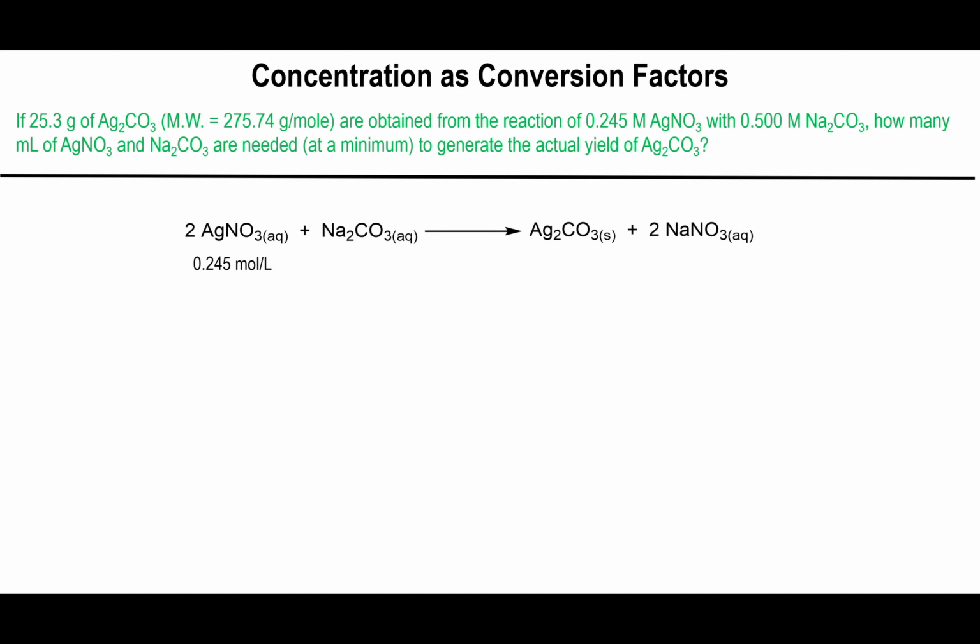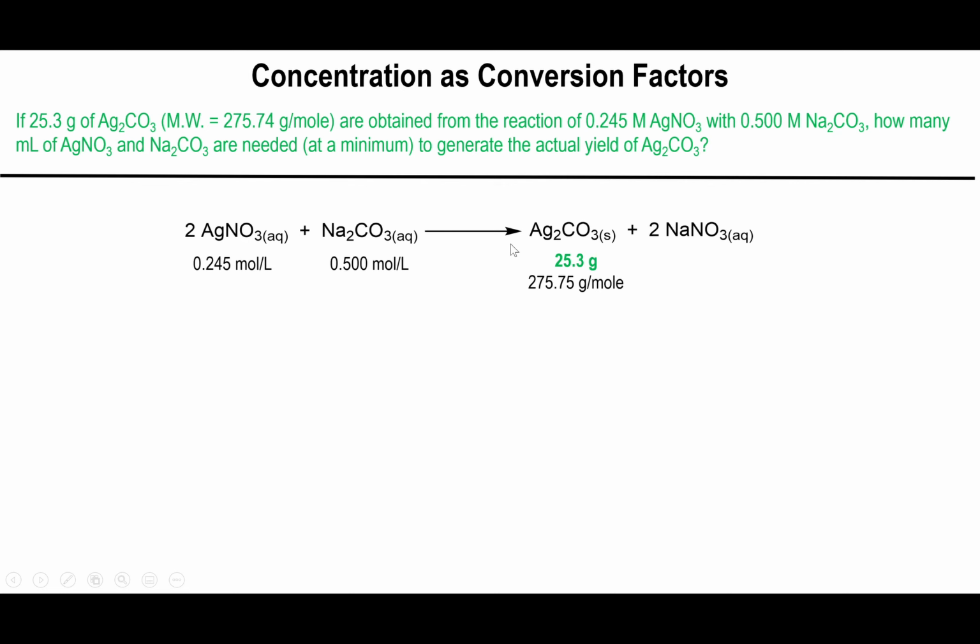We have the concentration of silver nitrate, which we said is 0.245 molar. So I'm putting it in here. Instead of saying molar, I'm just spelling out that it's moles per liter. The same thing goes for sodium carbonate. The concentration is 0.5 molar or 0.5 moles per liter. And then for the product, the silver carbonate, we know that the mass that we obtain is 25.3 grams, and the molar mass is 275.75. So this is everything that we have right here.